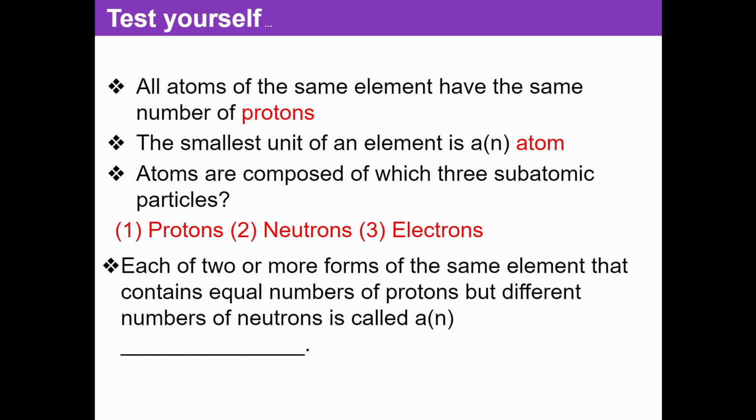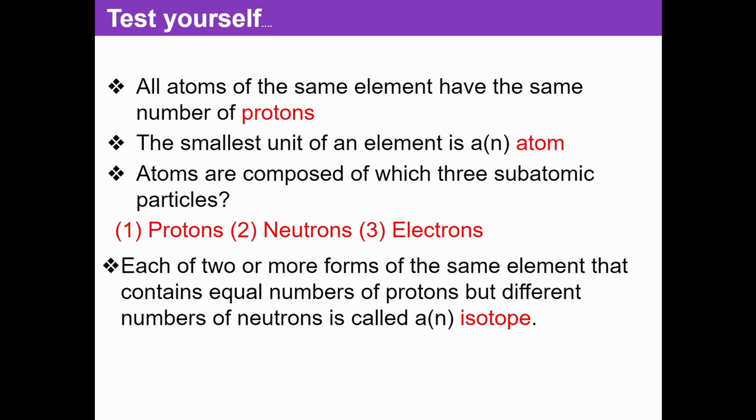The subatomic particles are protons, neutrons, and electrons. How about this last question? Each of 2 or more forms of the same element that contain equal numbers of protons but different numbers of neutrons is called a or an isotope.